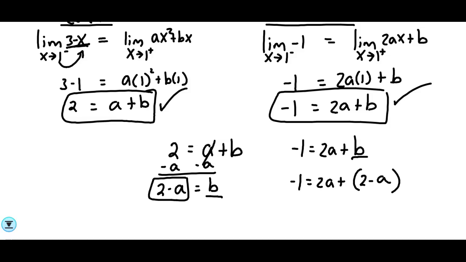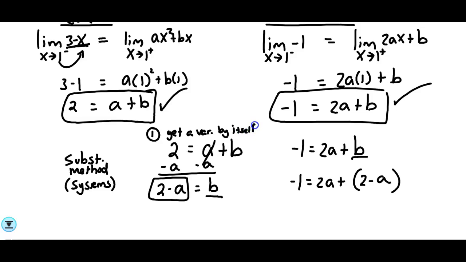Okay? So this is what we call the substitution method for a system of equations. Okay, so step 1 is to get a variable by itself. It doesn't matter which one you do. I could have gotten the a by itself instead of the b, but I chose to get the b by itself. Little word of advice when you do this, make sure you pick one that results in no fractions if that's possible. Fractions aren't fun. Step 2, we substitute.